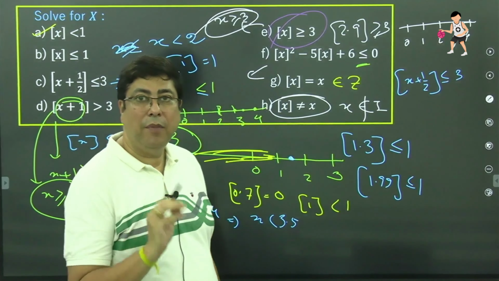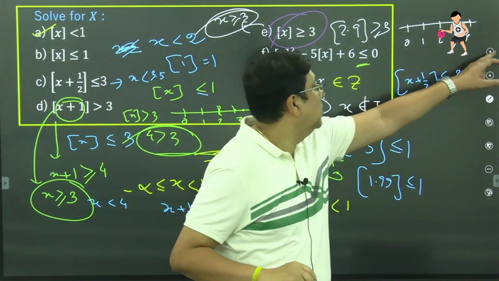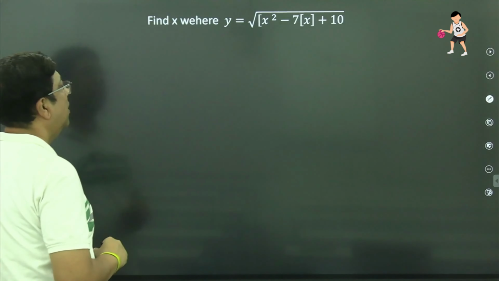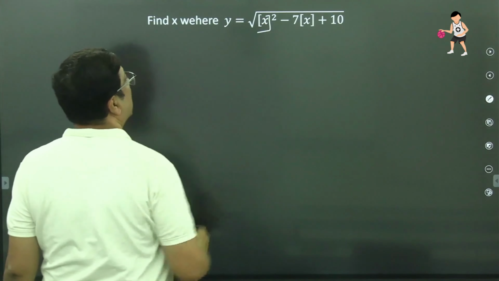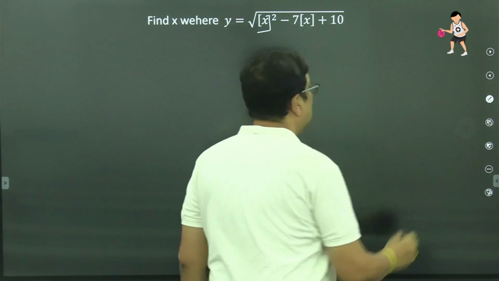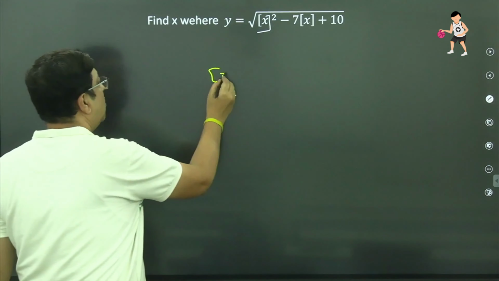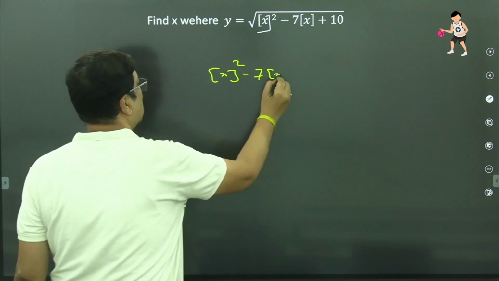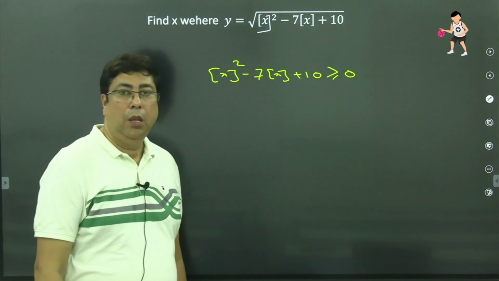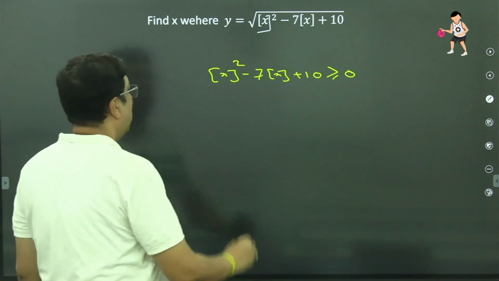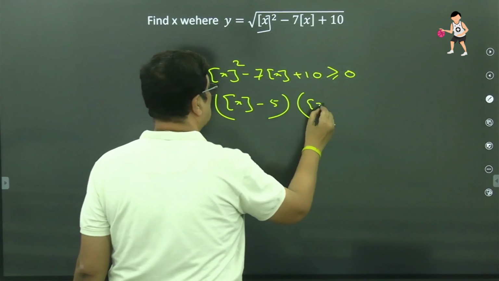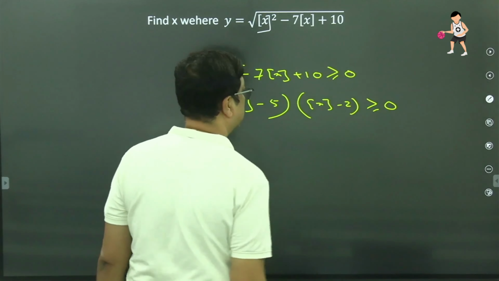Okay everyone, I am coming to another problem so that things become totally easier for us. Find x where floor x square minus 7 floor x plus 10. So what is the value of x? See one thing, first of all this is under root, so floor x square minus 7 floor x plus 10 should be greater than equal to 0. Now we can write floor x minus 5 into floor x minus 2 greater than equal to 0.